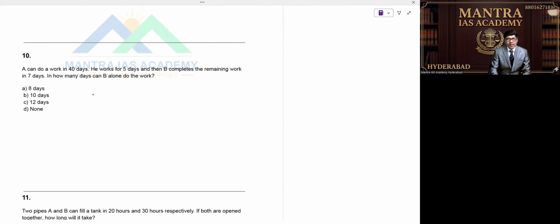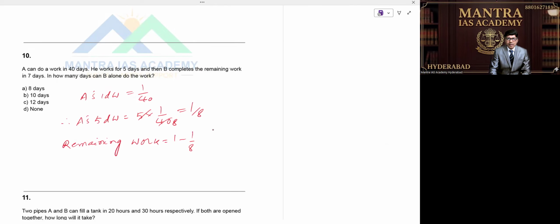I'll explain this part also. A's 1 day's work is how much here? 1 by 40. Correct? So he works for 5 days. Therefore, A's 5 days work is equal to 5 into 1 by 40, which is 1 by 8. Clear. Remaining work, how much? Remaining work is equal to 1 minus 1 by 8. It's exactly 7 by 8. This was done by B.